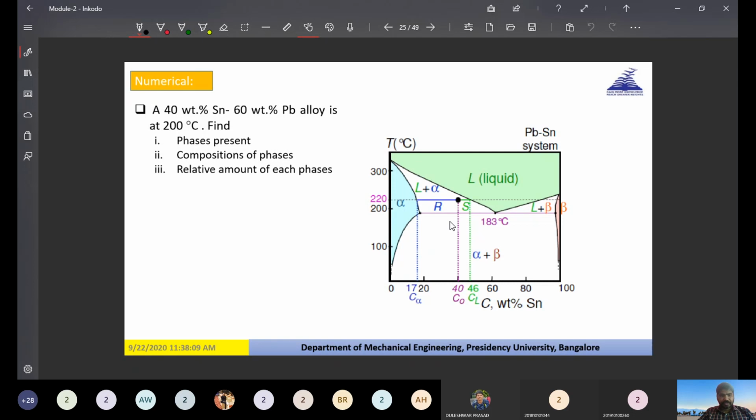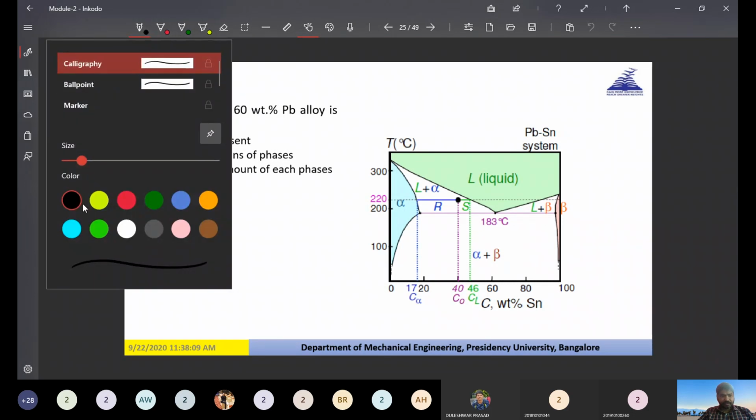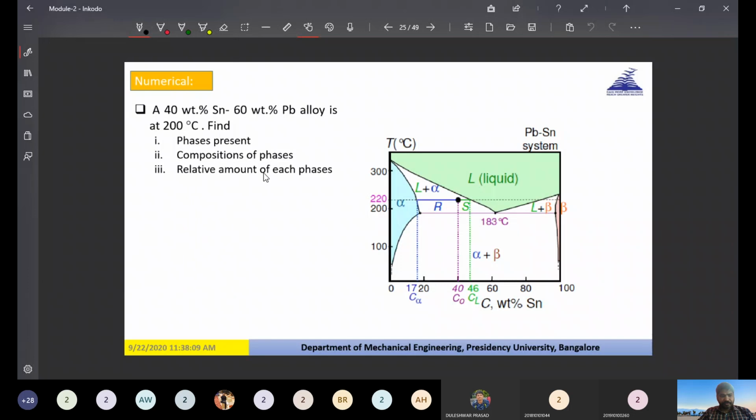Yeah, this is 220 degrees Celsius. Let me correct it over here, otherwise you people will get confused. So this is not 200, this is 220 degrees Celsius. Okay, so you can see here, we have taken a 40 weight percent tin alloy, and we have heated this alloy to 220 degrees Celsius. So this is the point we have got.